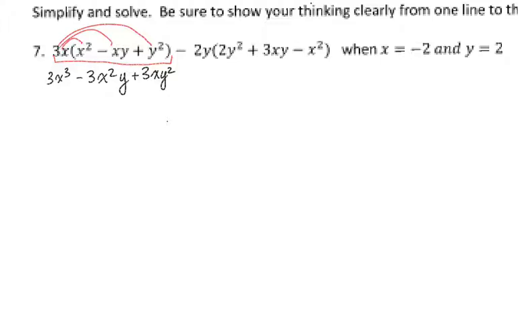The second half of the problem is going to require us to multiply -2y into everything in this bracket here. So we're going to take the -2y and hit it with this and this and this. Be sure to always flip the signs as you're moving as well. So -2y times 2y squared gives us minus 4y cubed. And then minus 2y times 3xy.